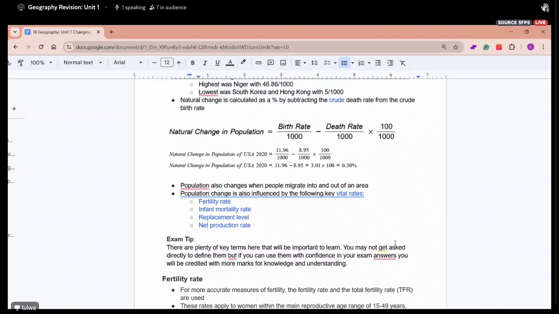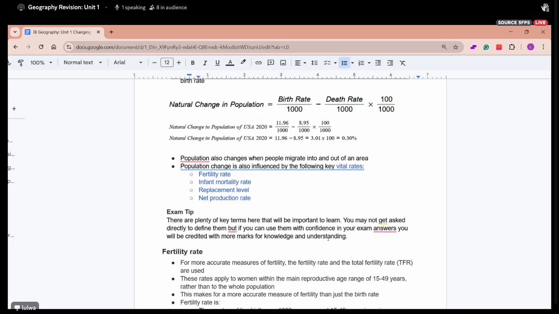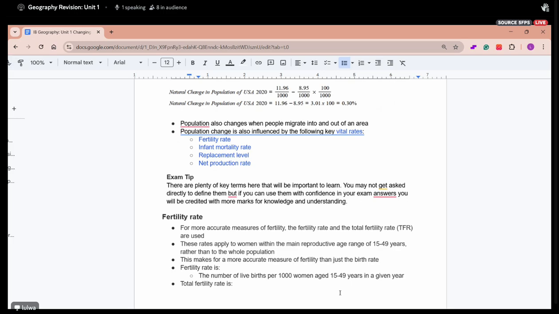So basically this says that a lot of different processes, a lot of different incidences with constant rates of change also influence how a population looks and how a population's trend is made, basically. And there are plenty of key terms that I just said to you that are important to learn. You might not get asked about the specifics to directly define them, though you could. However, if you can use them with confidence, you'll be compensated for it. The examiner will be pretty impressed.